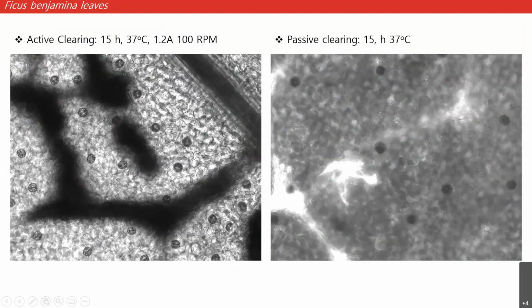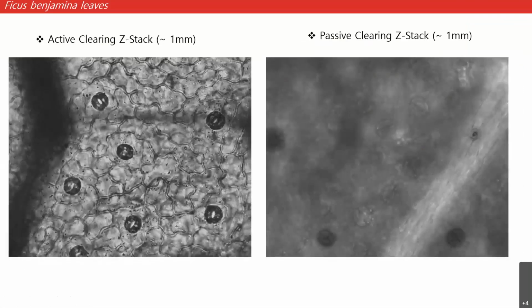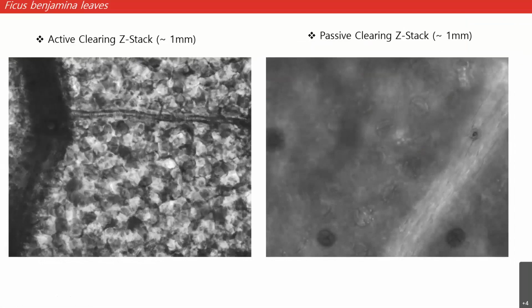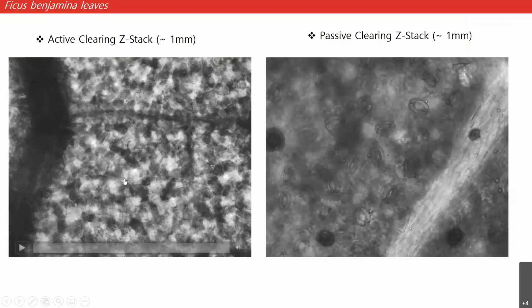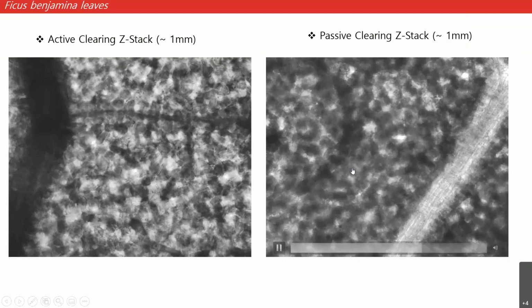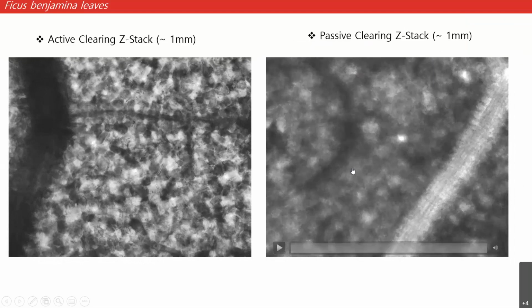Okay, and so you can actually see how much clearer this is than, say, doing a passive clearing, where you're just letting the sample soak for 15 hours at 37 degrees. And just to give you a better idea of how that may look as it goes through that whole depth of the leaf, you see these GIFs. On the left is the active clearing, and then over here on the right is the passive clearing. And so you can see you have great clarity, no pun intended, over here on the left, whereas it's very dense, and light doesn't penetrate as well in the passively cleared sample.